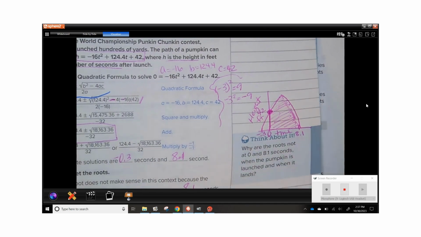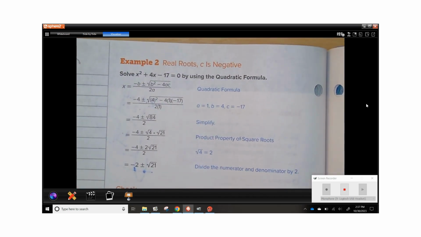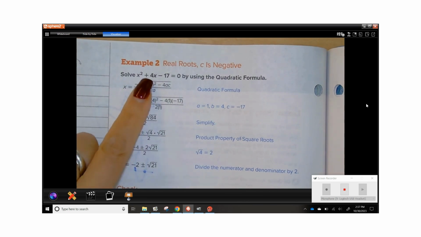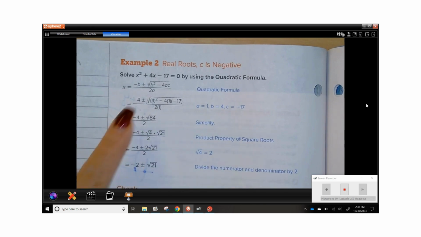I'm not going to do the diver example. Let's go to when c is negative. Oh, I'm not going to do this one either. I wish they would do one where b is negative because that really changes it. But remember, you take the opposite of b regardless. Positive, you're going to write a negative. If negative, you're going to write a positive there.